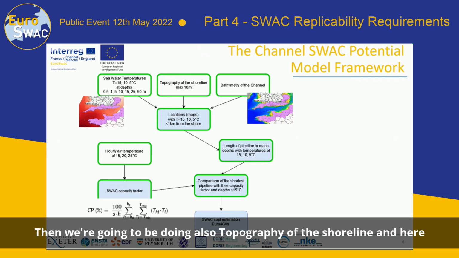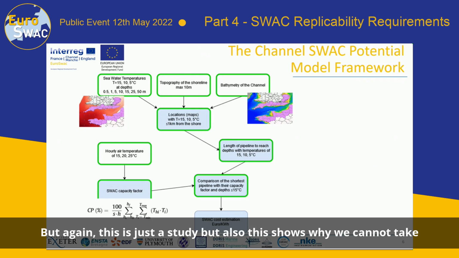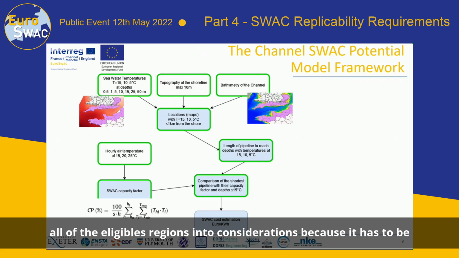Then we're also doing the topography of the shoreline. And here, again, maybe I am a little bit too optimistic, maximum 10 meters. But again, this is just a study. But this also shows why we cannot take all of the eligible regions into consideration, because it has to be close to the coastline to be efficient financially.